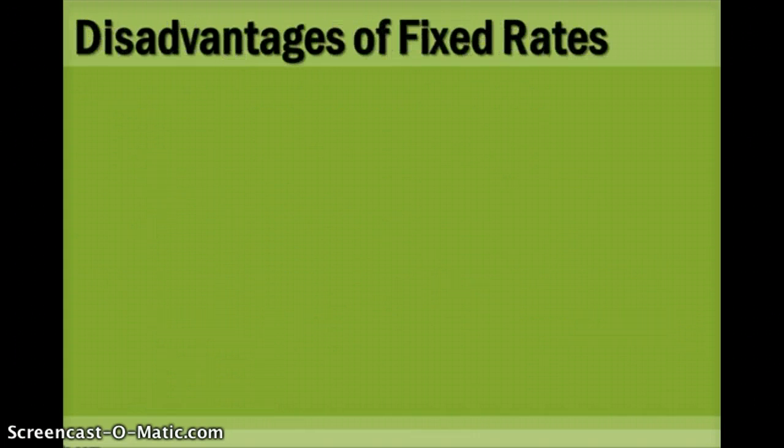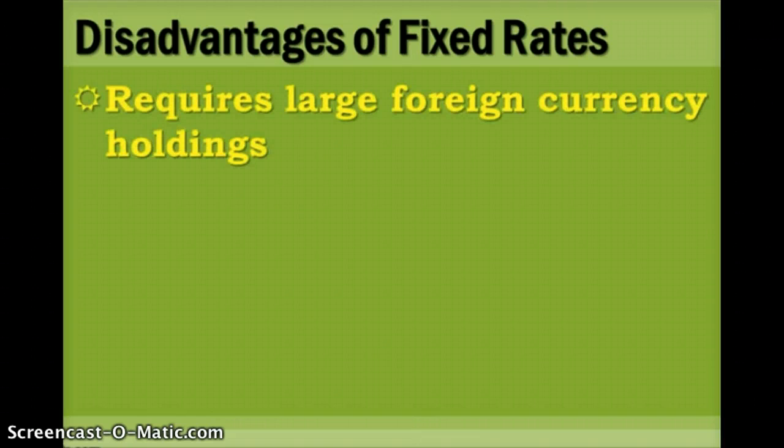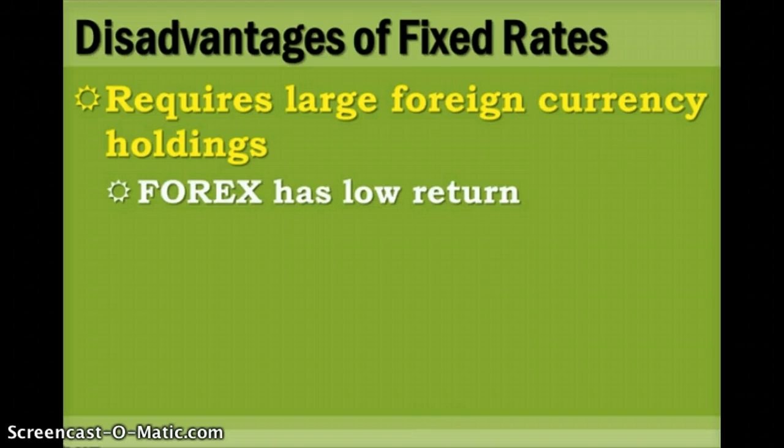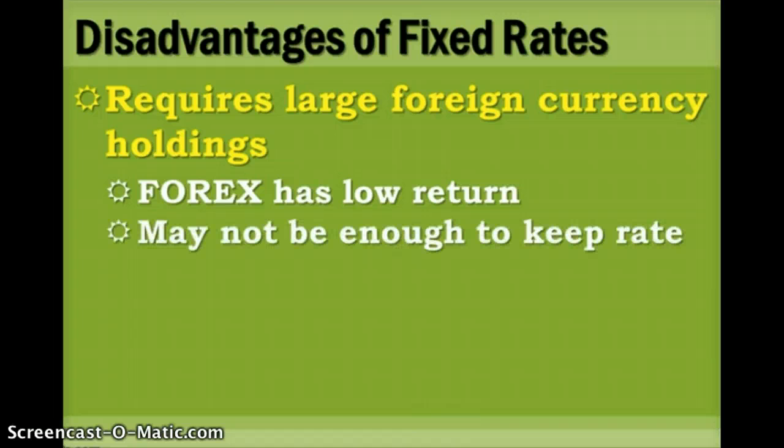The downside to a fixed exchange rate system then is that you have to carry a lot of foreign currency. So you've got to be sitting there holding on to other countries' currencies, which has a very low, if any, actual rate of return. So you've just basically got dead money sitting there waiting to get used to keep your exchange rate at the level the government wants it to be. And even then, you may not have enough money in your reserves to actually get the exchange rate that you want, or keep it at the level that you want to keep it at.